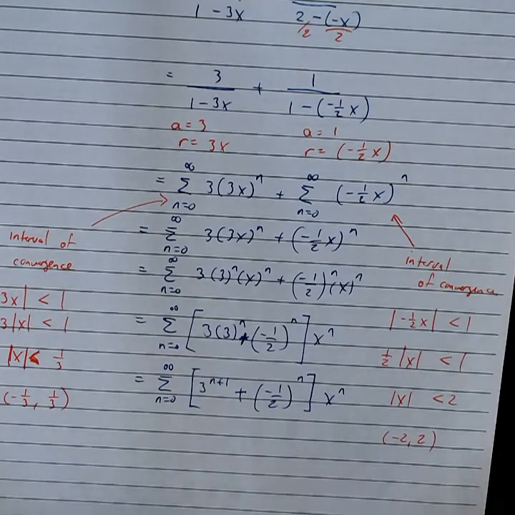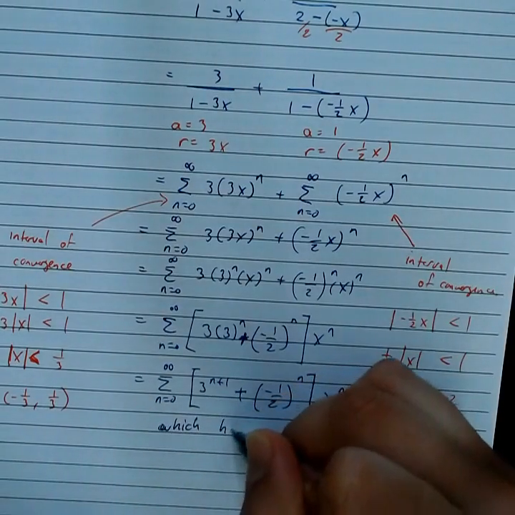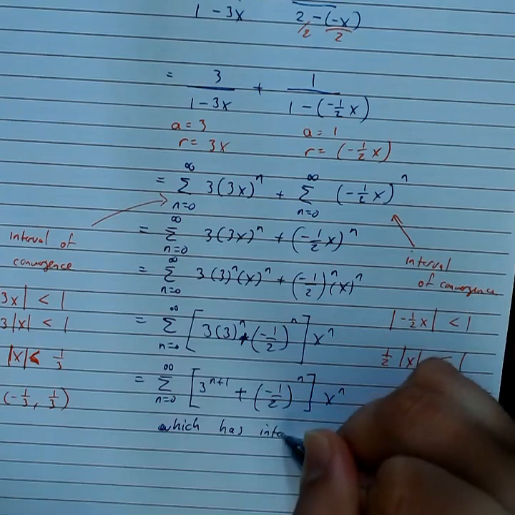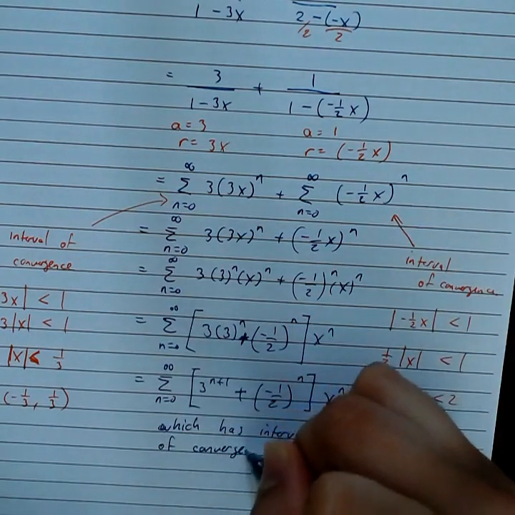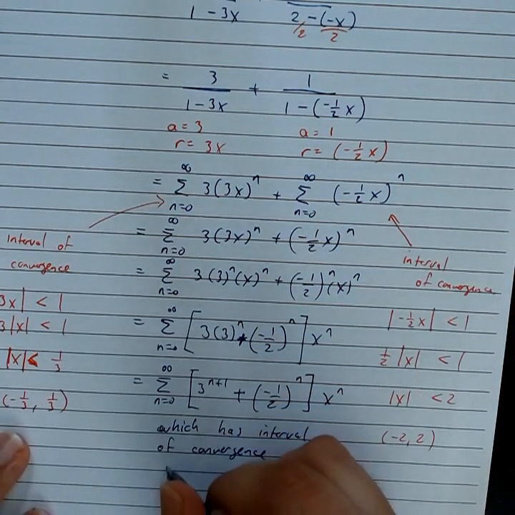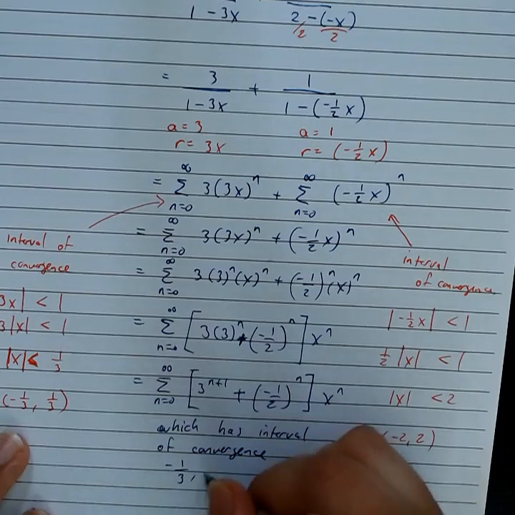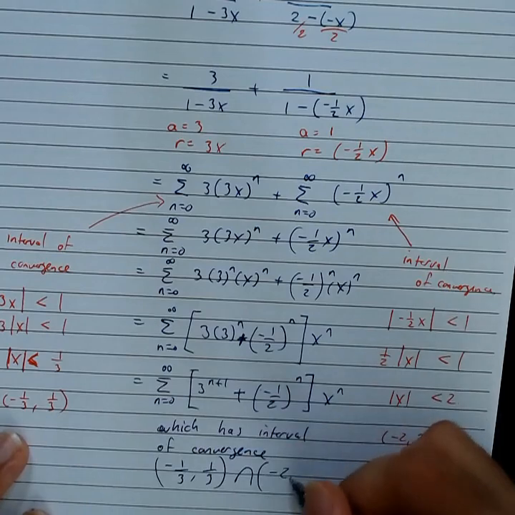So that means that the interval of convergence of our series at the end, and here what we want to do is take where these overlap, -1/3 to 1/3 intersect with -2 to 2.